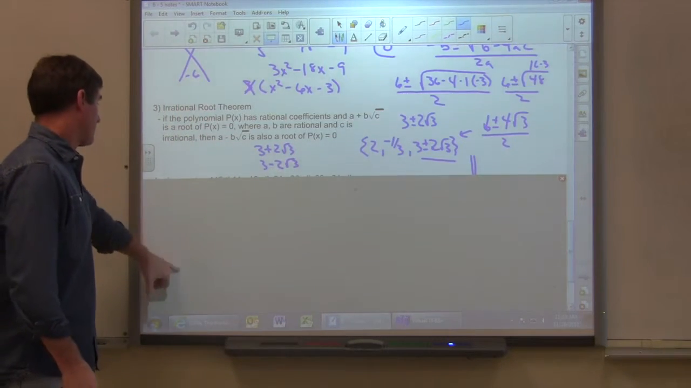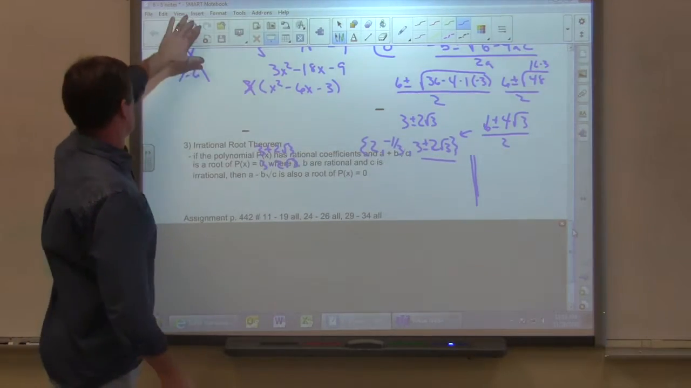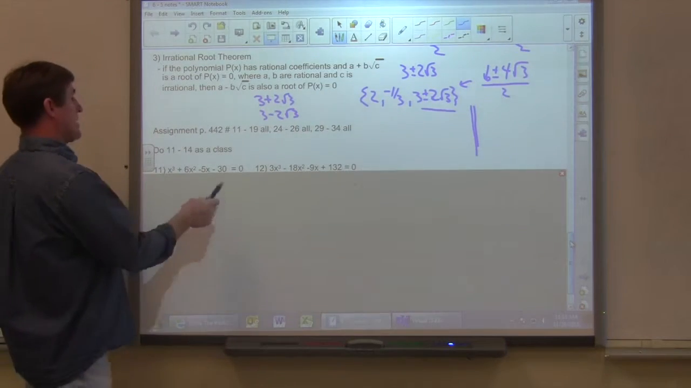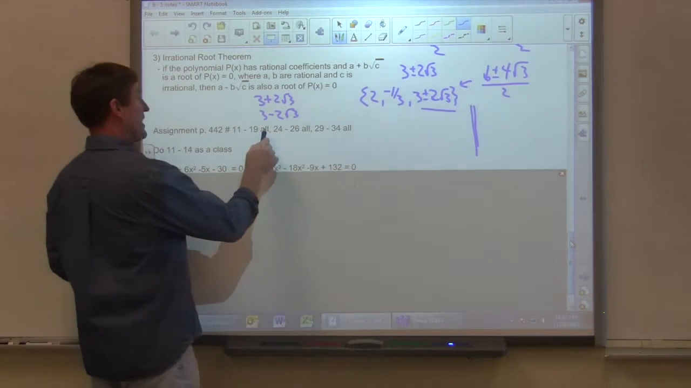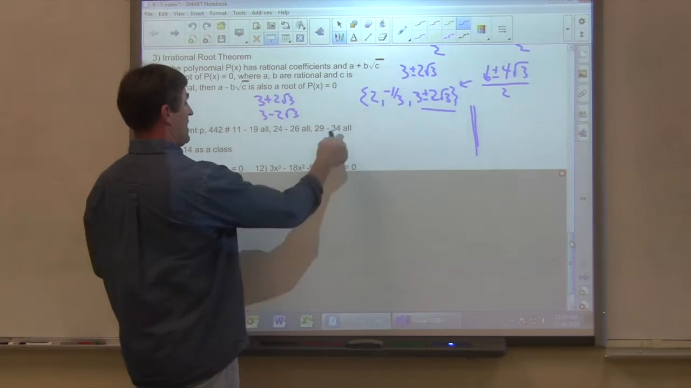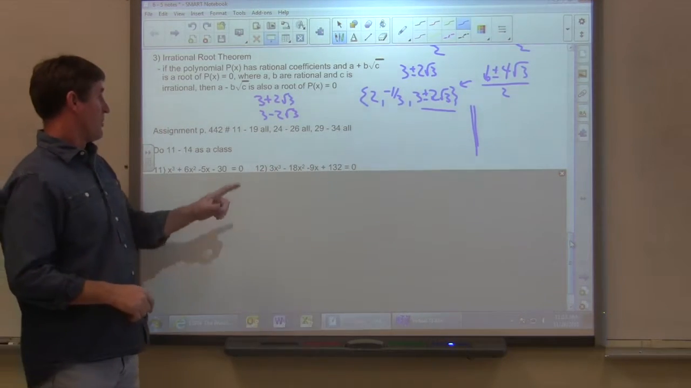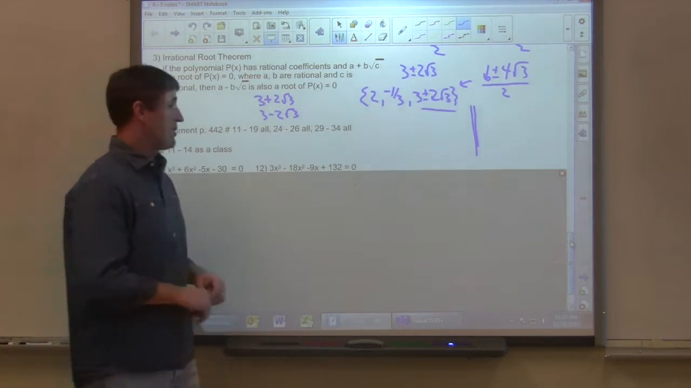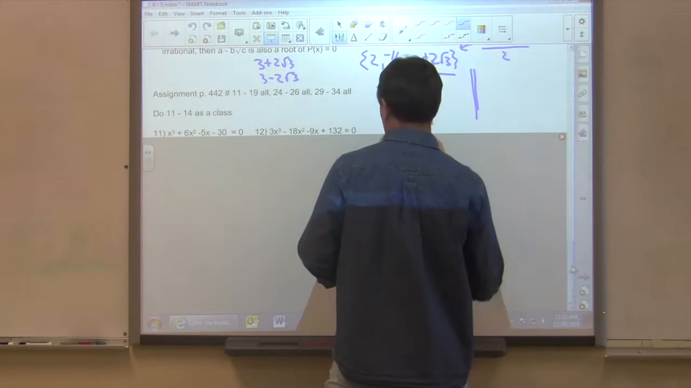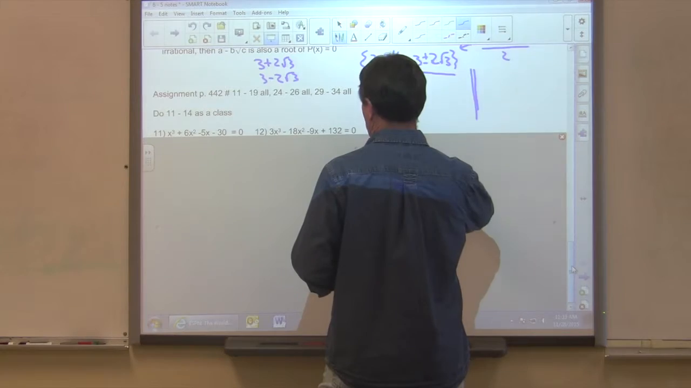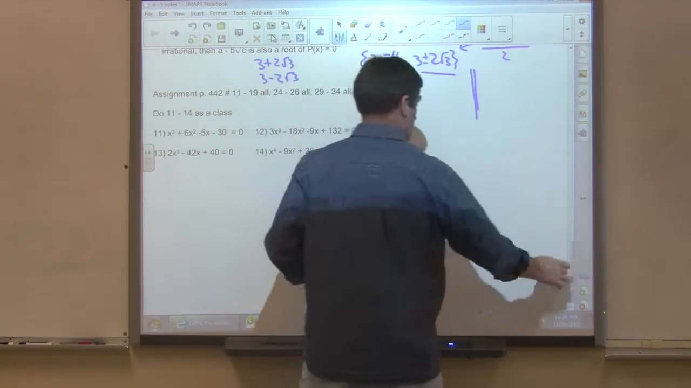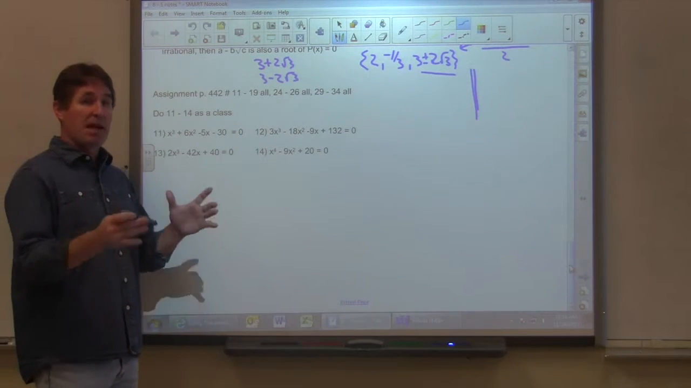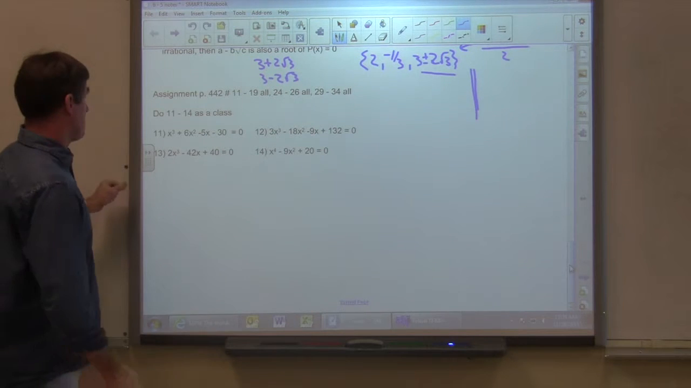The assignment is page 442, numbers 11 to 19 all, 24 to 26 all, and 29 to 34 all. But we're going to do 11 to 14 as a class, and I'm going to go through these for those of you that aren't in class today, so that you have that, to take you through, because you just need practice on these. Follow your steps, have your notes out as you go through, and take your time. So we're going to start with 11.